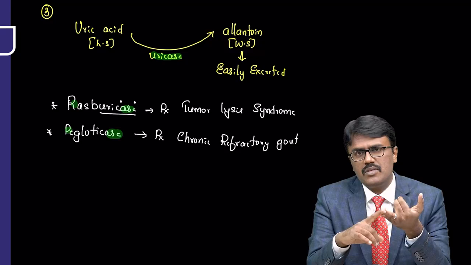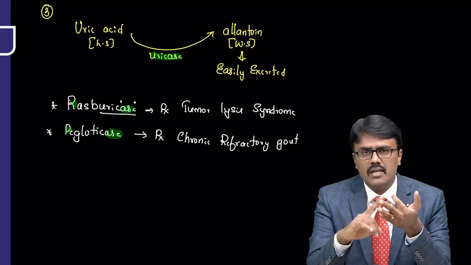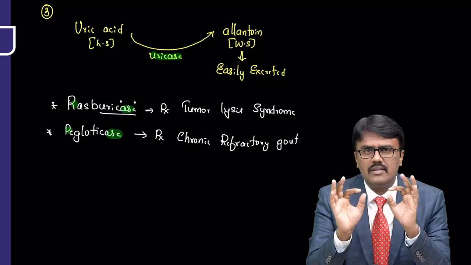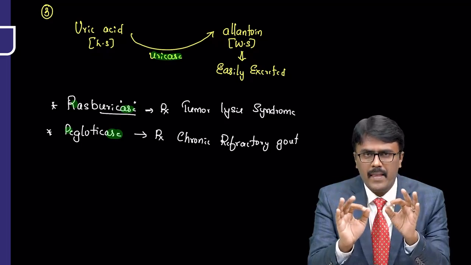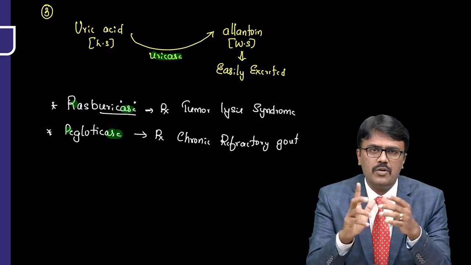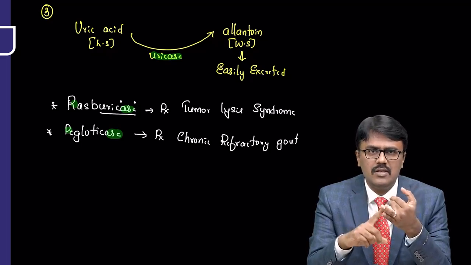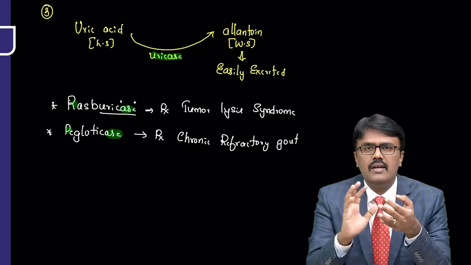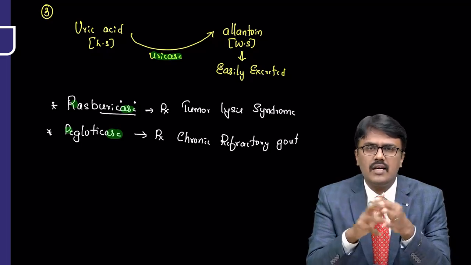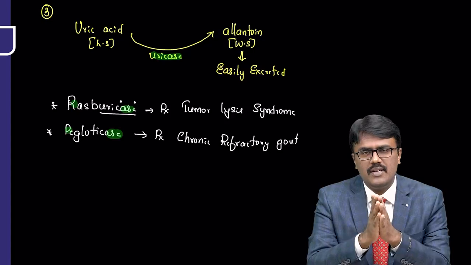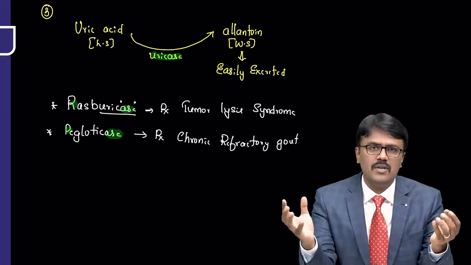Second, we use intra-articular steroids. The drug which inhibits neutrophil chemotaxis is colchicine. Then for chronic gout, we use uricosuric agents, xanthine oxidase inhibitors, allopurinol and febuxostat. Then the recombinant uricase enzymes, rasburicase and pegloticase. So these are the drugs we use in the management of gout.